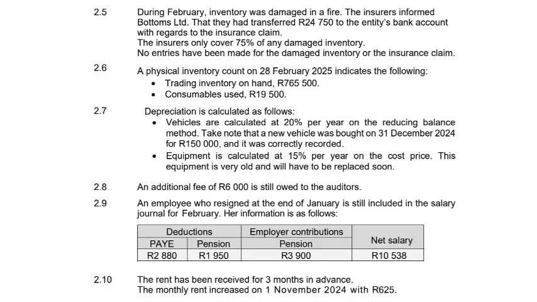2.10. The rent has been received for 3 months in advance. The monthly rent increased on 1 November 2024 with 625 Rand. 2.11. The loan statement received from FNB Bank shows the following. Balance at the start of the financial year, 474,000 Rand. Repayments excluding interest, 211,500. Interest capitalised, to be calculated. Balance at the end of the year, 300,000 Rand. 2.12. Income tax for the year amounts to 48,600 Rand.